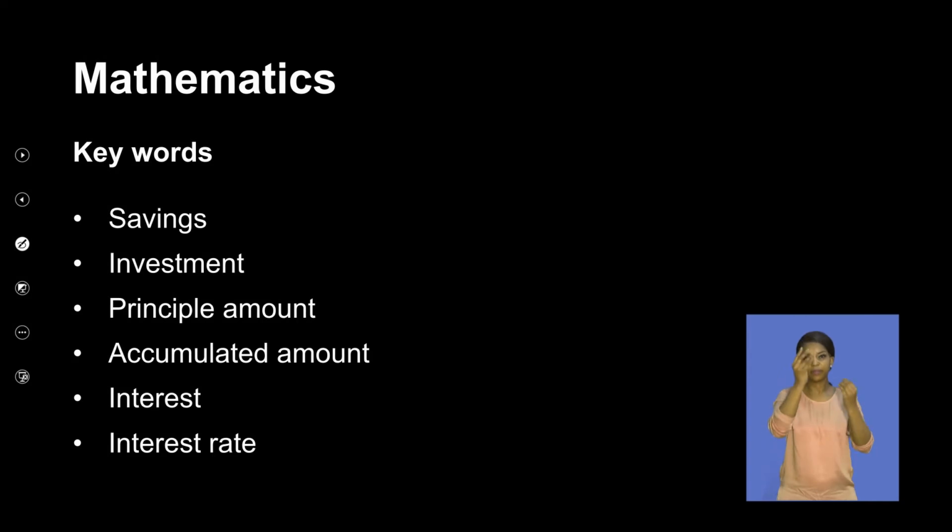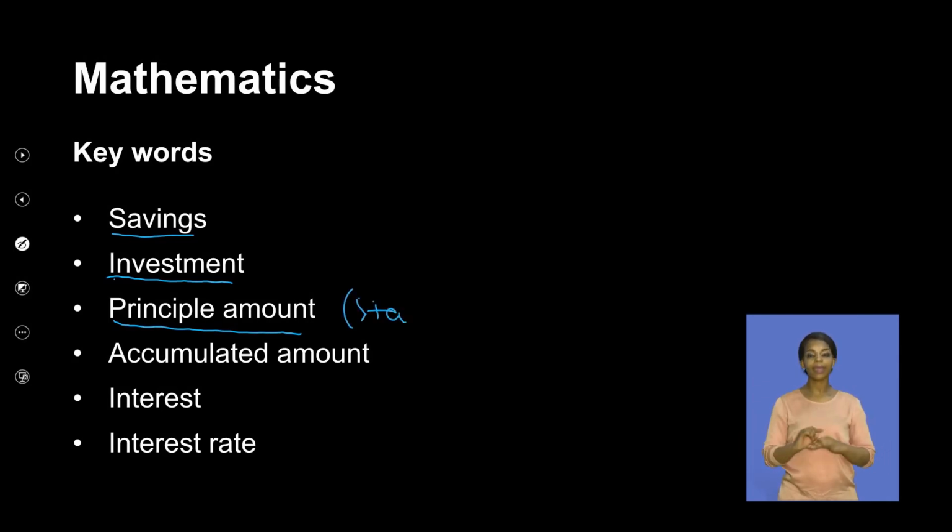The keywords that you just need to think about will be the concept of savings. We teach you this at a very young age to say, okay, put away 2 rands, and then maybe by the end of the month you will have this much to do something with. An investment would then be a long-term thing, meaning if you're trying to save up for university one day, you save up for a long term. The principal amount will be what you start with.